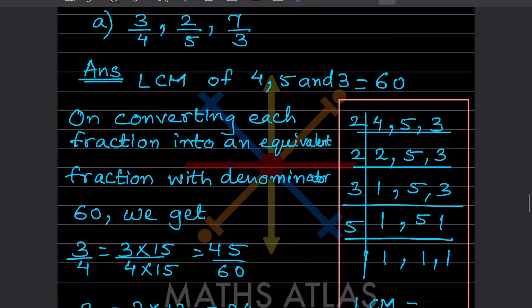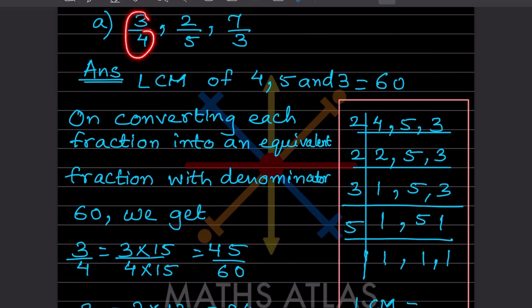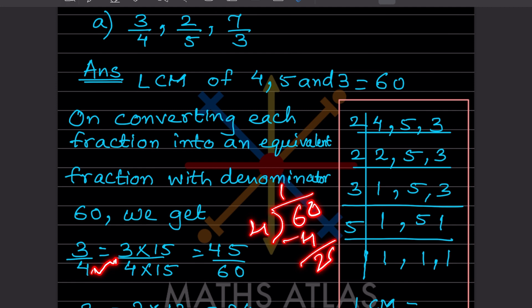Now what will you do? You will take 3 by 4, and you are going to make the denominator 60 first, not the numerator. To make the denominator 60 means 4 times 15 is 60. And if you don't know how to get this 15 from the times table, what are you going to do? You have the LCM 60, so you are going to divide by 4. 4 1s are 4 and this is 20, so 4 5s are 20.